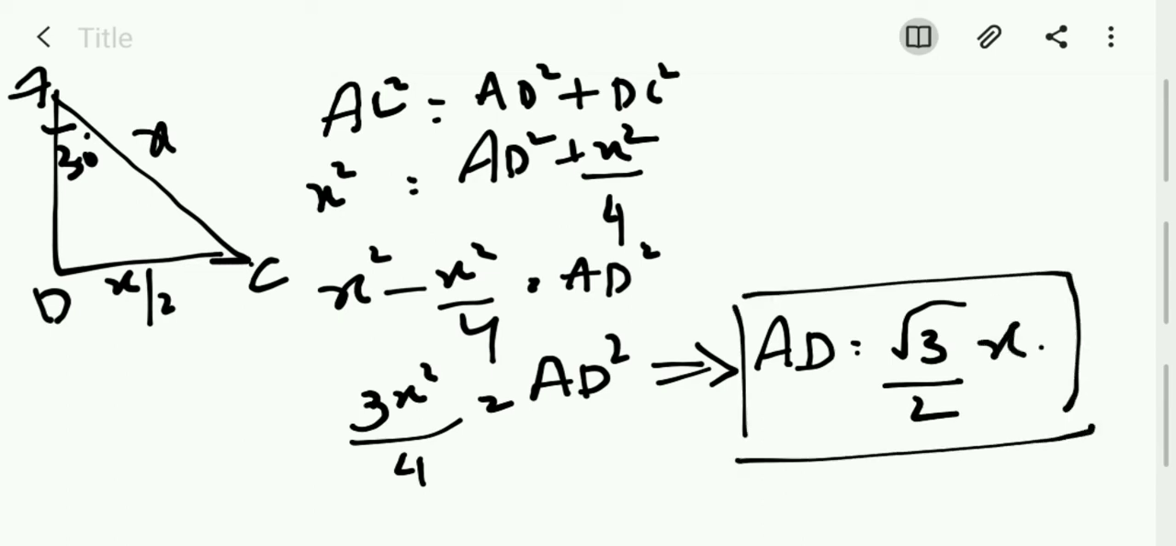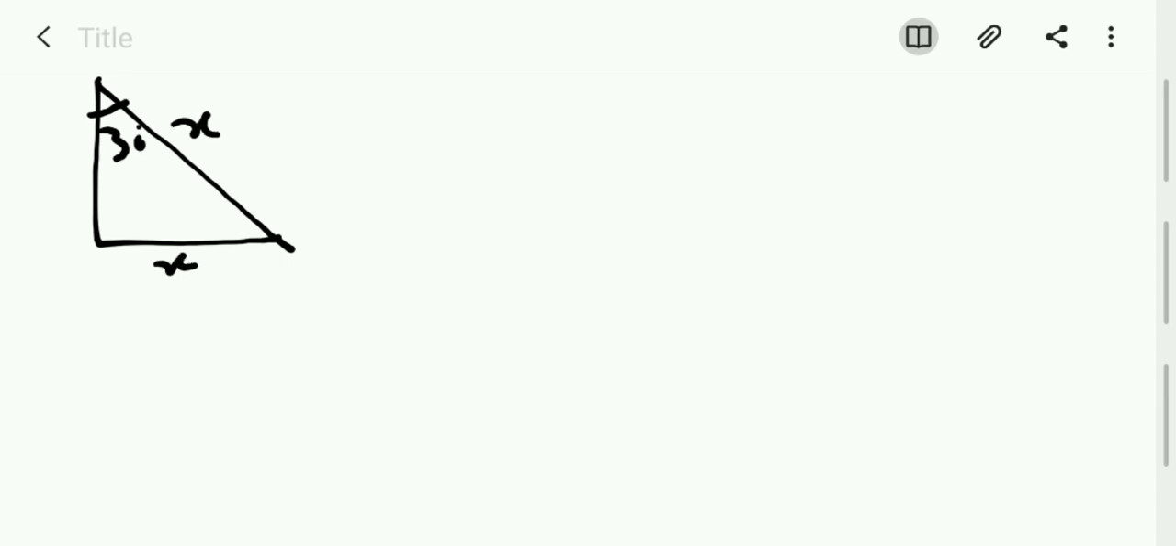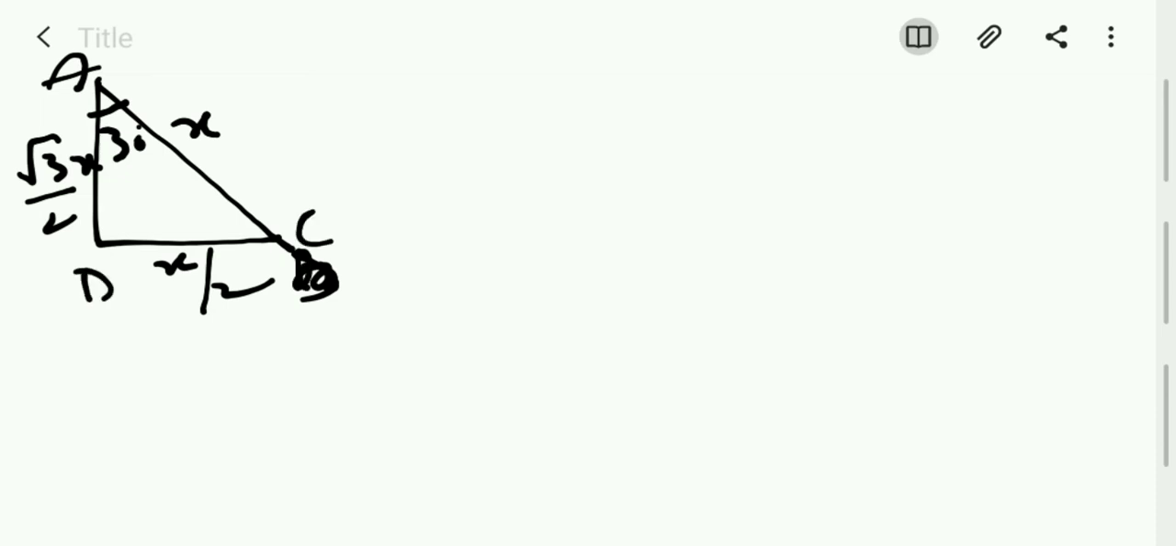So we have got all the values, right? Now let me just write it with all the values. If this is a triangle, now this is 30, this is X, this is X by 2, and this is root 3 by 2 into X. This is A, B, this was C, right? C and D.